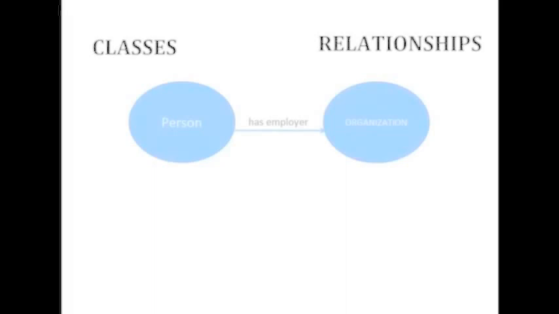We can use ontologies to begin describing real-life relationships. For example, Todd is an instance of the class person, and Spry Inc. is an instance of the class organization. Ontologies capture the relationships between these two instances. In this example, Todd has employer Spry Inc. The combination of classes and relationships is known as a triple.